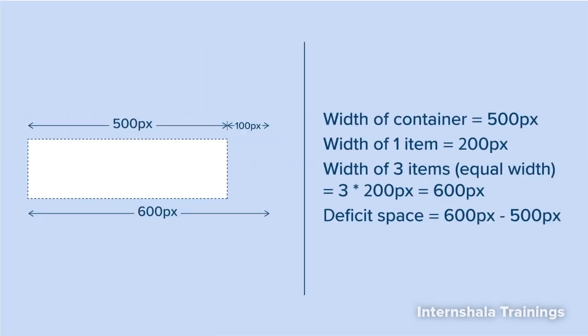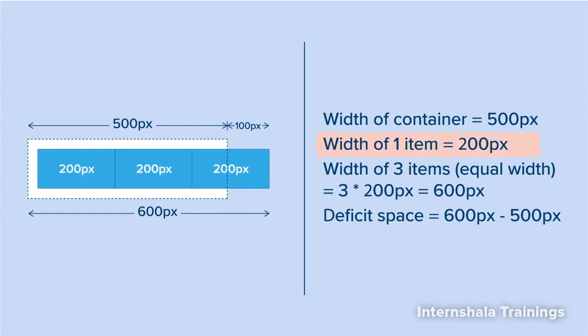Now let's say instead of 100 pixel items, we want to place 3 items of 200 pixels each. This makes the total element width 600 pixels and the width of the container is 500 pixels. This means we have a shortage of 100 pixels of space, which is called deficit space. So, I hope the concept of available and deficit space is clear. Let us move to the flex grow property now.